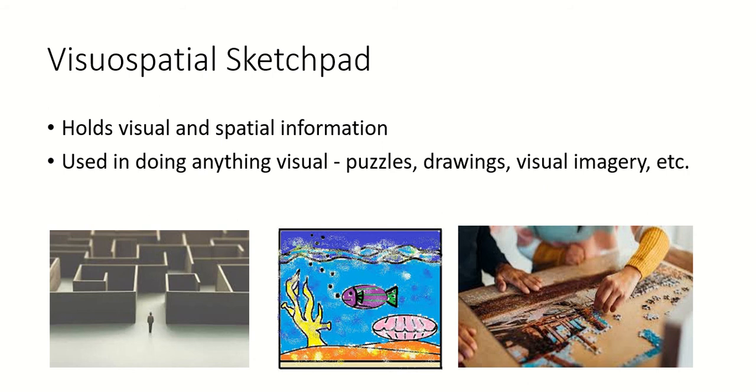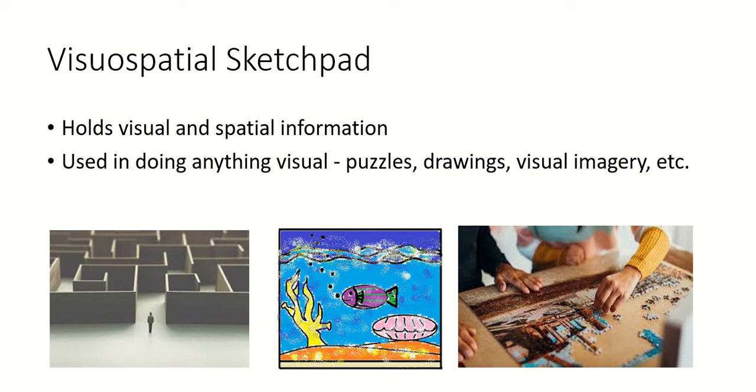The part of the working memory system that deals with visuospatial information is called the Visuospatial Sketchpad. And this holds information visually and spatially, and it codes it in sort of those terms. So whenever you're doing something visual, be it imagining walking through a space, doing a puzzle, drawing something, any of that actually will involve your Visuospatial Sketchpad.